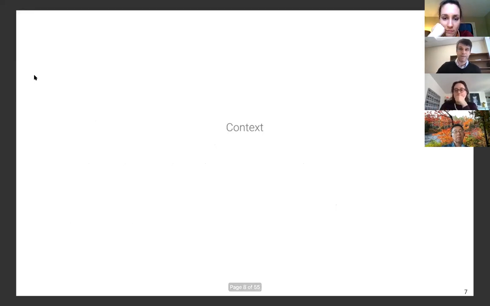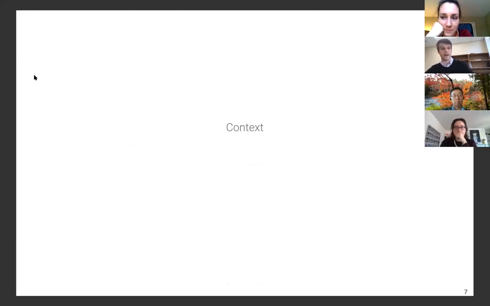Okay, so now you hopefully have a sense of the broad structure. I'm going to go through the context a little bit more and describe informally the contract, and then we'll go to the formal mechanics of it.